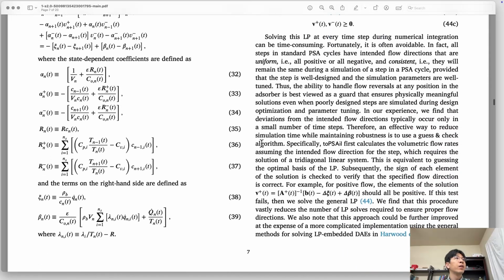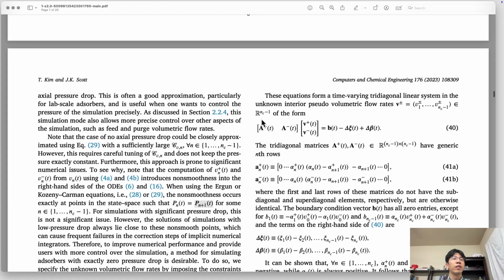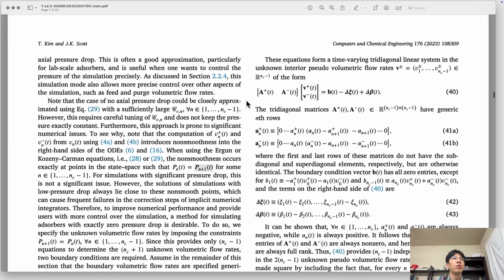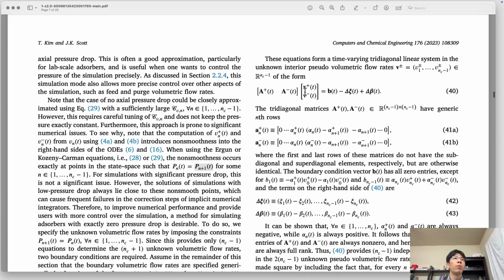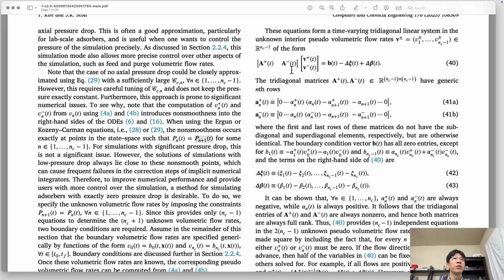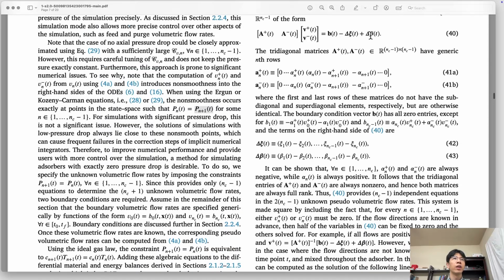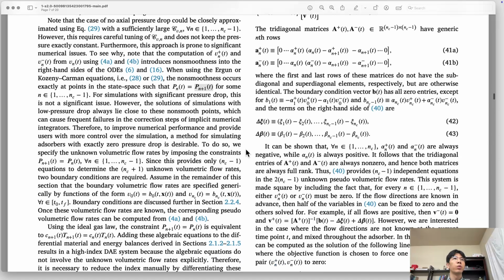Obviously, it's complicated. However, once you do the derivation, at the end of the day what you get is a system of linear equations. You solve this system of linear equations at each time point during your simulation. As long as you're able to solve this system, you get the answer for the positive and negative pseudo-volumetric flow rates. It turns out that the A plus and A minus matrices have a special pattern: they are tridiagonal matrices. The right-hand side terms also share some patterns.